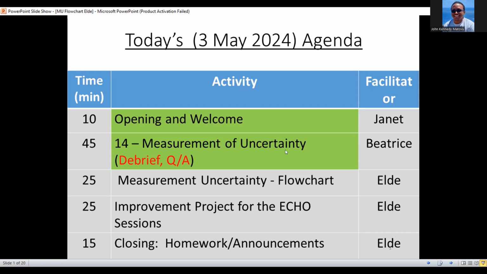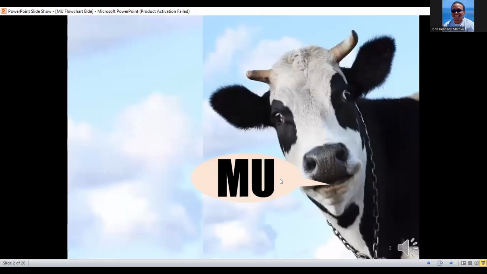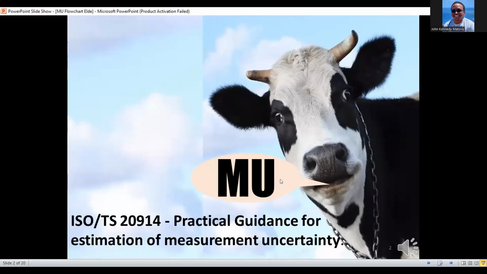All right. So we have covered the debrief of measurement uncertainty. And in the next 20 minutes, let me share with you a flow chart for measurement uncertainty. And also some questions were raised during the office hour that hopefully we can clarify. All right. So MU, this cow is saying moo. And I will be using the ISO TS 20914 for the MU flow chart.